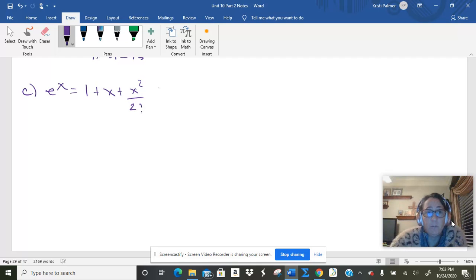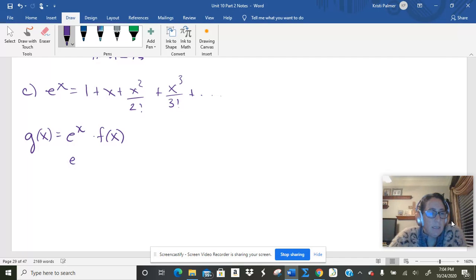As long as you don't forget the factorial part like I did the other day. Okay, so we have the first 4 terms. And now it wants me to write this g of x is e to the x times f of x. And we had f of x up above.